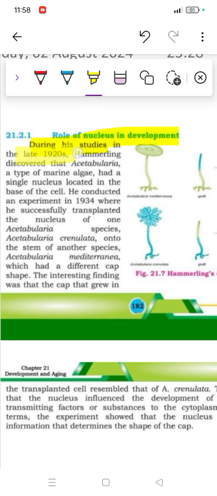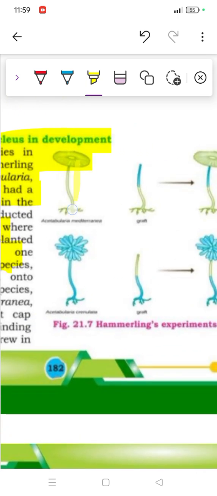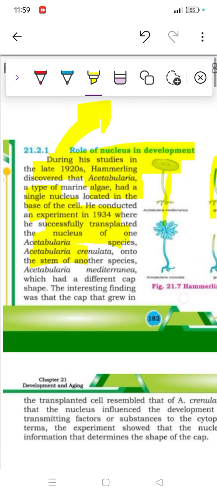During his studies in 1920, the experiment was done by Hammerling, who discovered Acetabularia, which is a type of multicellular marine alga, which has a single nucleus located in the base of the cell. He conducted this experiment in 1934, successfully transplanting the nucleus of one Acetabularia species to Acetabularia crenulata on the stem of another species. This means they are adding the stem of another right here. Then Acetabularia Mediterranea, which is the second type, had a different cap shape. So the cap shape was different in this one.